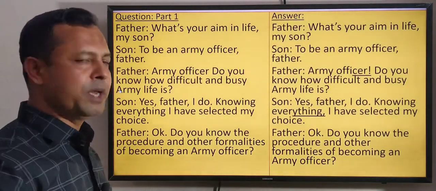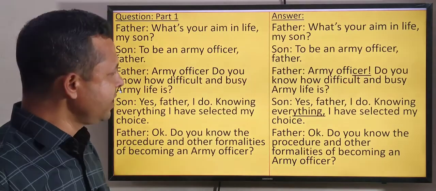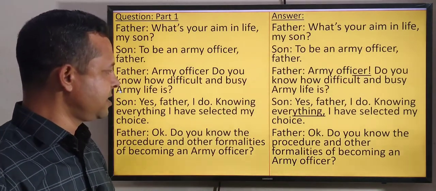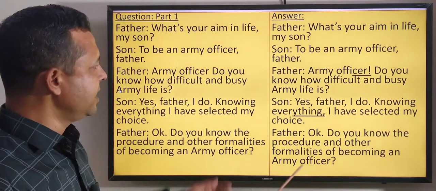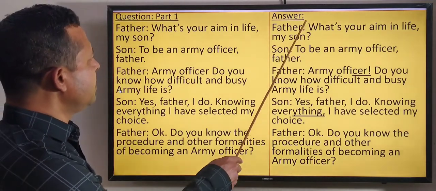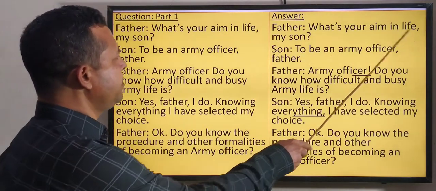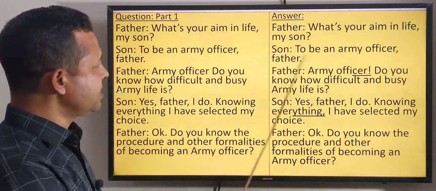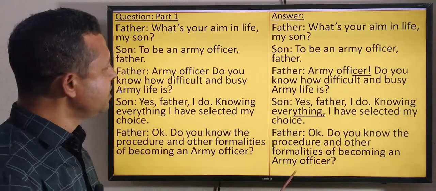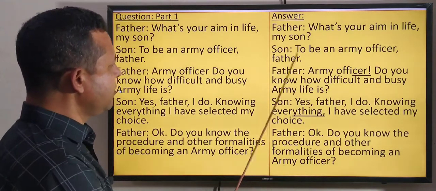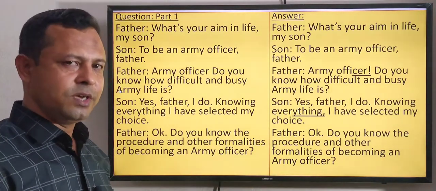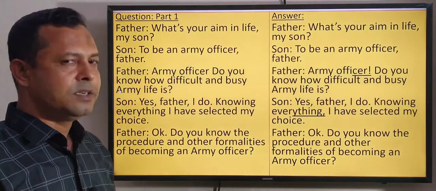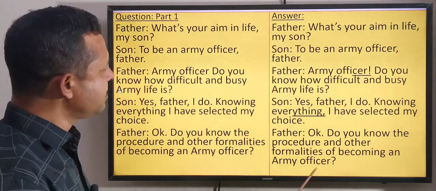There are some problems I have found and I have underlined the correction here. And now let us see again. Father, what is your aim in life, my son? There is no correction. You can see everything is right here. To be an army officer. Everything looks accurate here. That's why there is no correction needed.